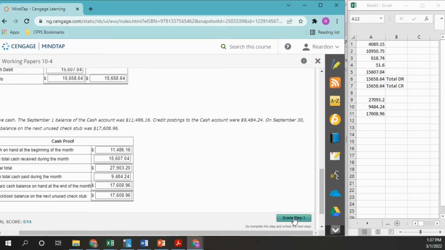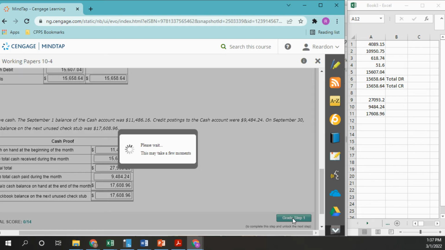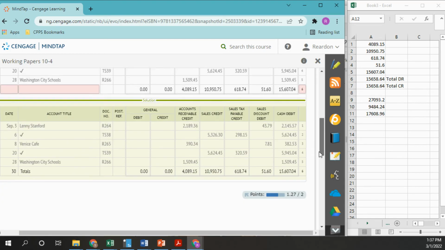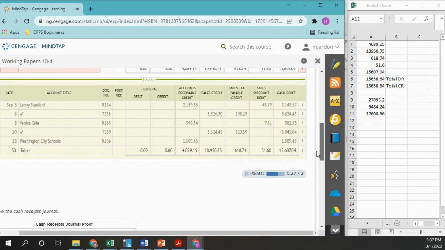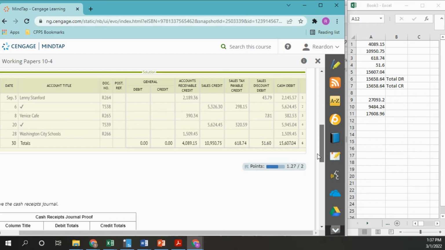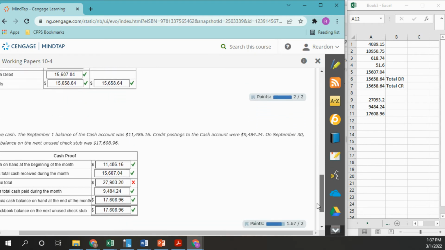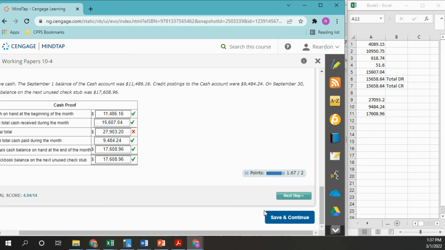Okay, grade step. I think we're good there. Hope we are. Oh, where did I mess up? Oh, I transposed that. Oh boy, I had the right number there. I just didn't put the right one in there. I got everything else right though. That's weird. Go figure, this is live. I'm not going back and starting over. Next step.